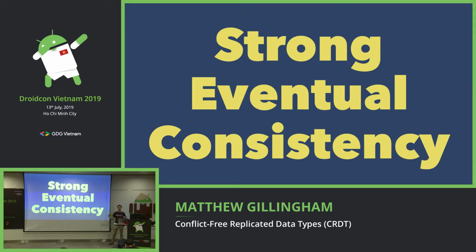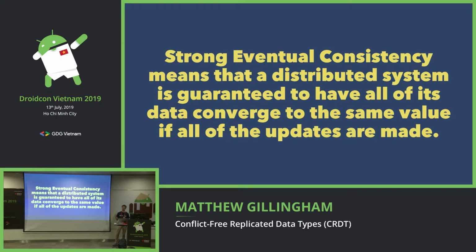So there's a property now that we're talking about, which describes sort of what I've been indicating, and this is called strong eventual consistency. Strong eventual consistency means that a distributed system, which is basically a system that lives on multiple devices at the same time, is guaranteed to have all of its data converge to the same value if all of the updates are made.